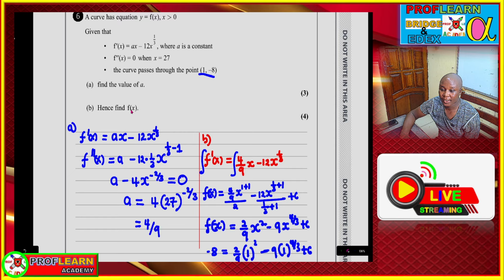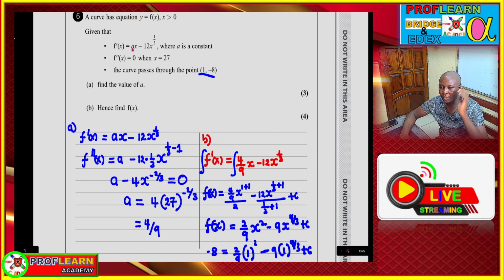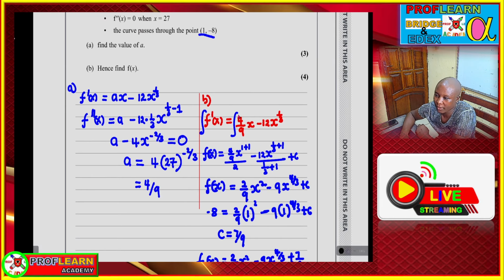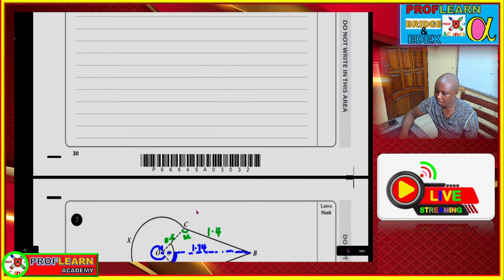Part B, hence find f of x. So you are going to integrate the expression that we have here, so that you can go back to the function. So integrating that expression, this becomes ax squared, and this becomes this expression that we have here. And since we are told that it passes through (1, -8), we are going to substitute f of x with minus 8, and where you have x, you substitute with 1, and if you work out the value of c, it will be 7 over 9, and that gives us the expression.